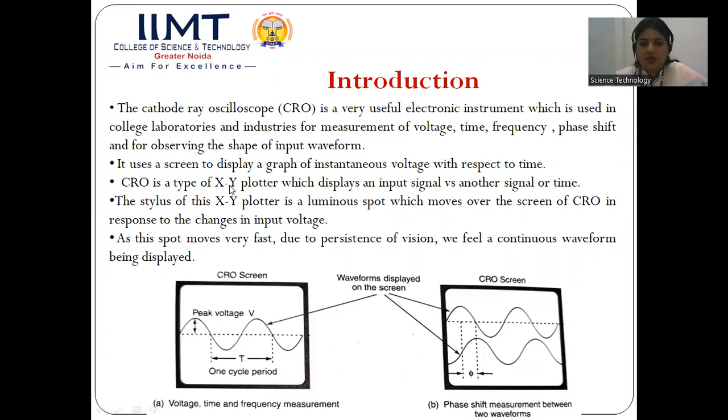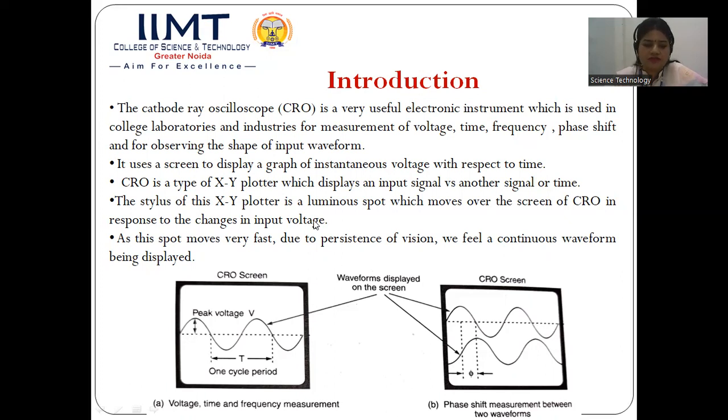Now, what is the pen or the stylus of this XY plotter? The pen or the stylus of this XY plotter is a luminous spot which moves over the screen of the CRO in response to the changes in the input voltage. This luminous spot moves all over the screen at a very fast speed, and due to the persistence of vision, we feel that a continuous waveform is being displayed on the screen.